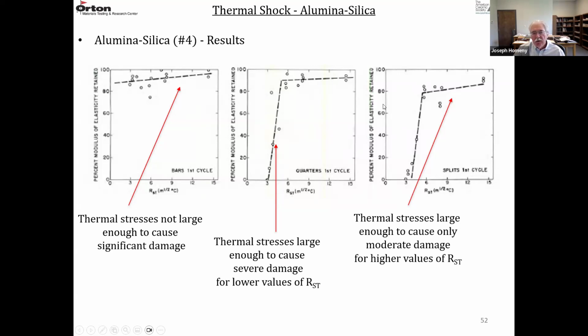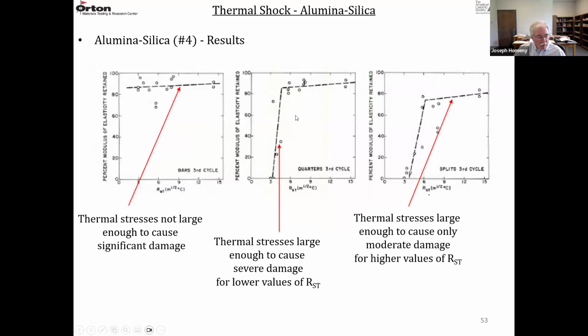There's some damage, but it's not severe like in the lower values of RST. The damage is a little more here than over here. So this horizontal part, or the part that tends to be more horizontal, is a little bit lower for the thickest sample. So that was after 1 cycle, and they measured it after 3 cycles, and you see the exact same thing. A little damage here, the knee in the curve in both of these as a function of the amount or the value of RST.